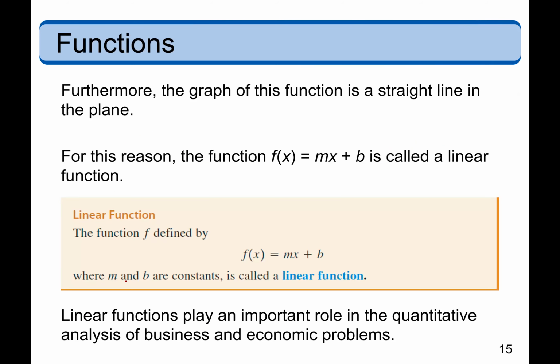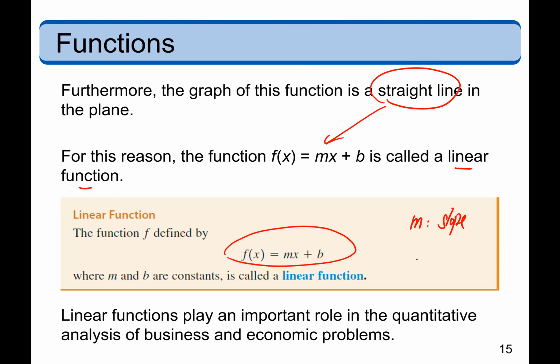Now we look at the graph of the linear equation, a straight line, and a straight line is expressed in this f of x equals mx plus b. So we call this a linear function. The linear function is defined using this expression. Here m is the slope, a constant. b is the y-intercept. They're both constants. That's important.